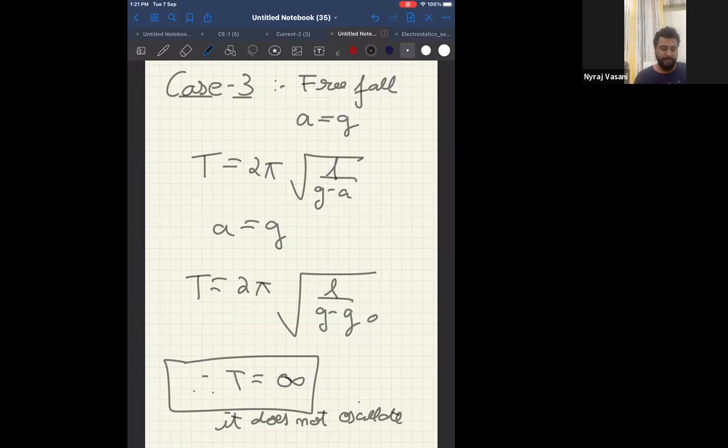Why does it remain stationary? This is the mathematical proof. The denominator becomes 0, so the numerator becomes infinity. So this is free fall of a lift. But you should know that in free fall of a lift, acceleration becomes acceleration due to gravity. You should know this condition.